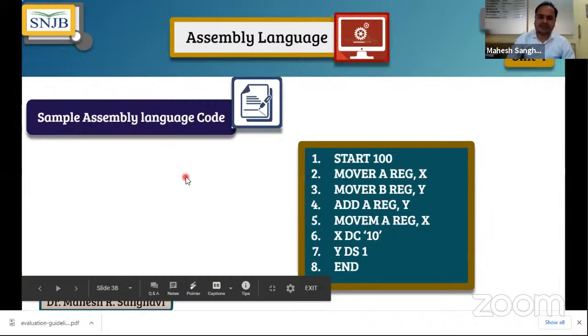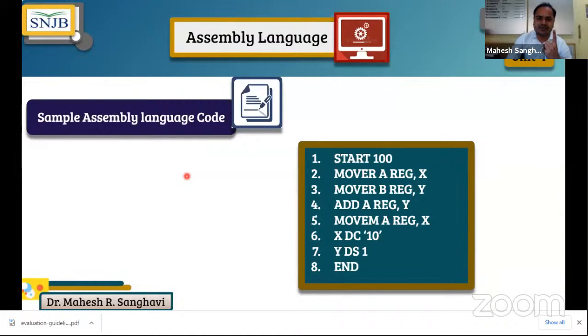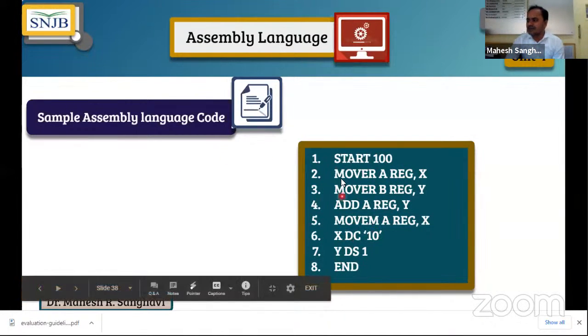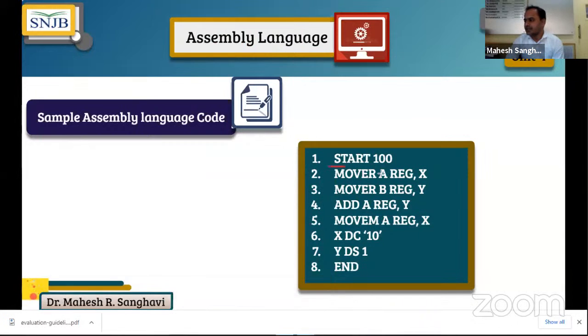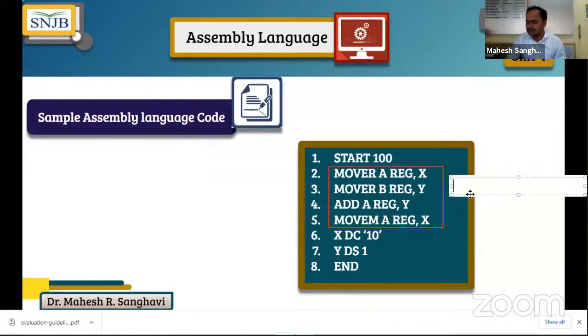In the previous session we discussed that there are various types of assembly language statements. If you recall, there are basically three types. The very first one is the imperative statement. So the move instruction, add instruction, move m instruction, these are ultimately known as your imperative statement. We call it IS in your language, right?